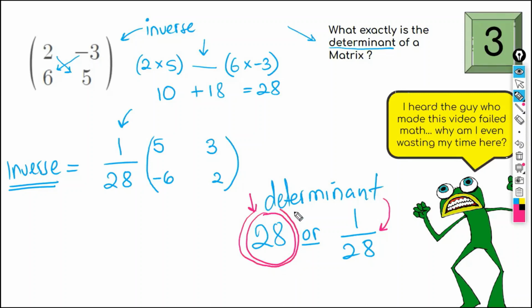They could ask you to find the inverse and then ask you to do what? Pull out the determinant from it. It's the actual number, not the 1 over the number. All right, so let's move on to trick number 4, right?